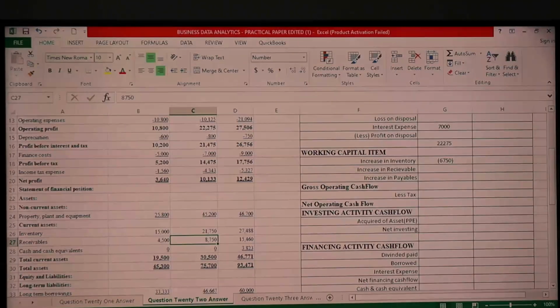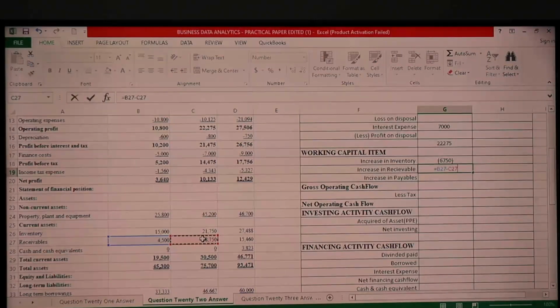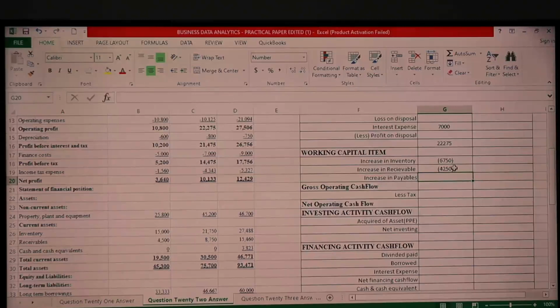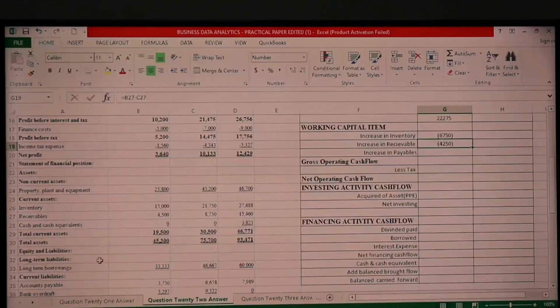So that means we'll take that cell that you click here, say equals to the receivables here minus the receivables here. Remember that these are assets. So what you get here, that is the amount you get here. So when you are given one liability, the payable, we have the payable, and the payable that you are given is under the liabilities.